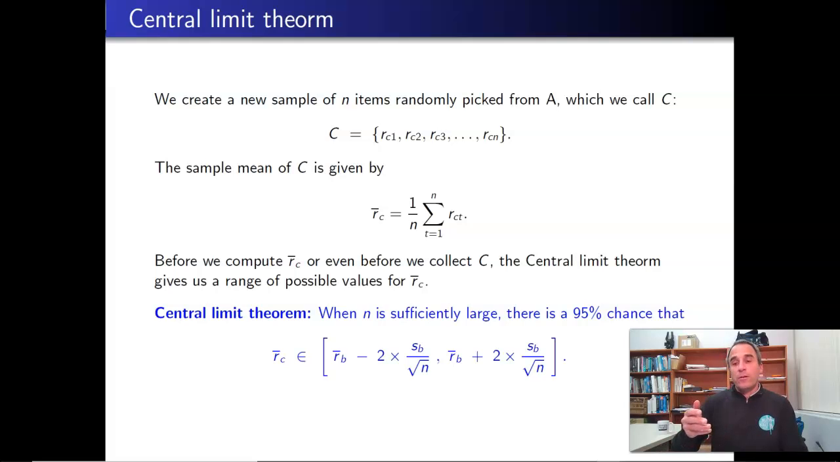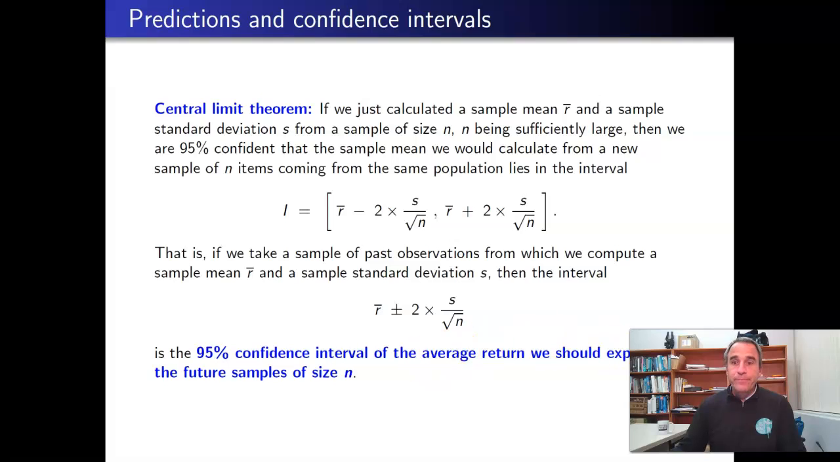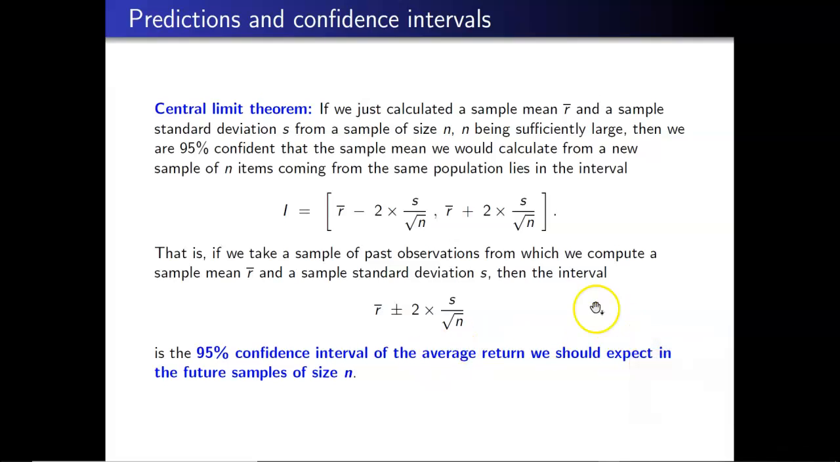Each time we create a new sample of size n from A, 95% of the time the sample mean we calculate from this new sample will lie between these two values. So, the central limit theorem.